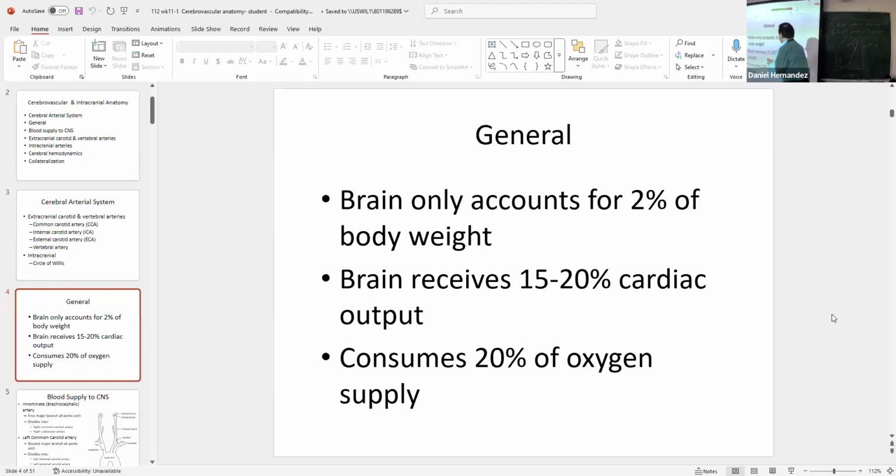So some general information. The brain only accounts for about 2% of our body mass or body weight, but receives about 15 to 20% of all of our cardiac output. So 15 to 20% of all our blood, when it's ejected from the heart, winds up going to the brain. And it consumes about 20% of our oxygen supply.